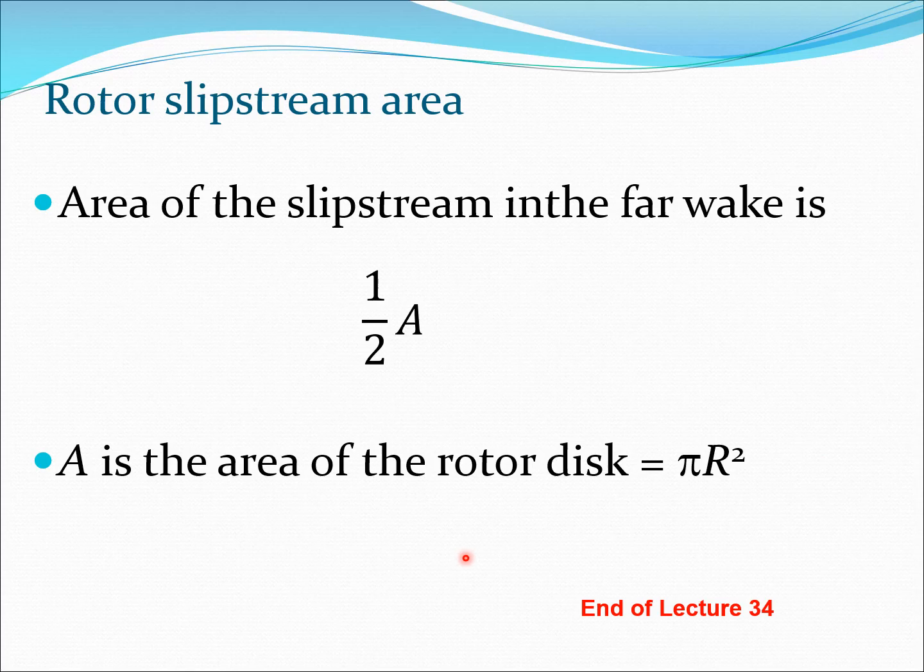So that's the next derivation. That is why we draw the slipstream the way we draw it, that it is shrinking or constricting downward in the far downstream. So the area in the slipstream in the far wake is going to be half of A, where A is the cross section at the rotor disk, that is pi r square. So if you know the radius of the main rotor, you can figure out the radius of the slipstream from this equation.